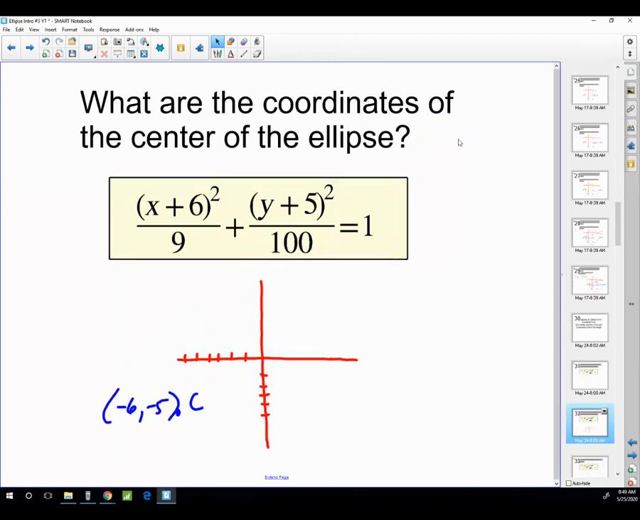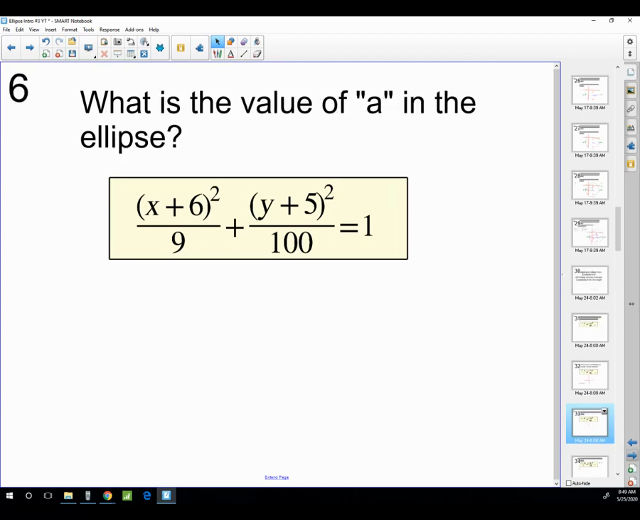Let's go ahead and graph that. We are graphing, by the way. And you should be able to tell me the value of A.